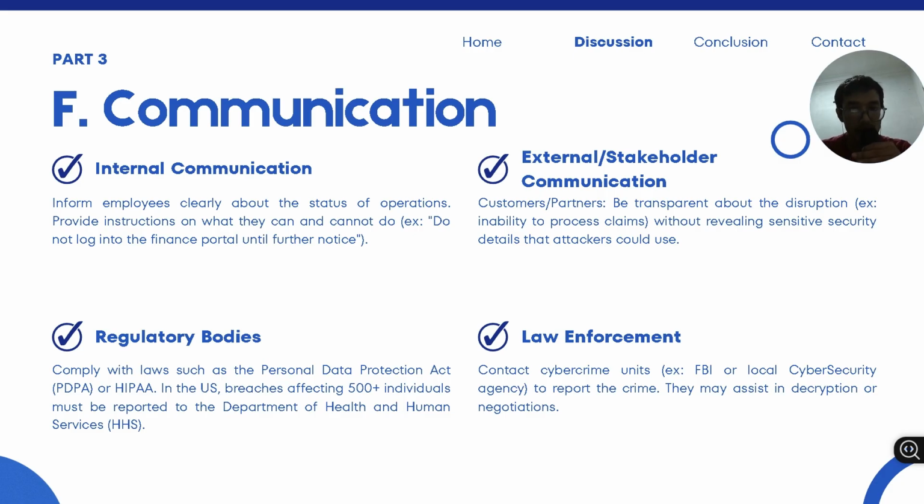Next one is regulatory. We need to comply with laws such as the Personal Data Protection Act, PDPA, or HIPAA. Like in our case study in the US, breaches affecting 500 individuals must be reported to the Department of Health and Human Services (HHS). And the last one is law enforcement. Contact the cybercrime unit, the police, the MCMC, or in the US the FBI or local cybersecurity agency to report the crime. They may assist in decryption or negotiation. So that's all for the mitigation plan.